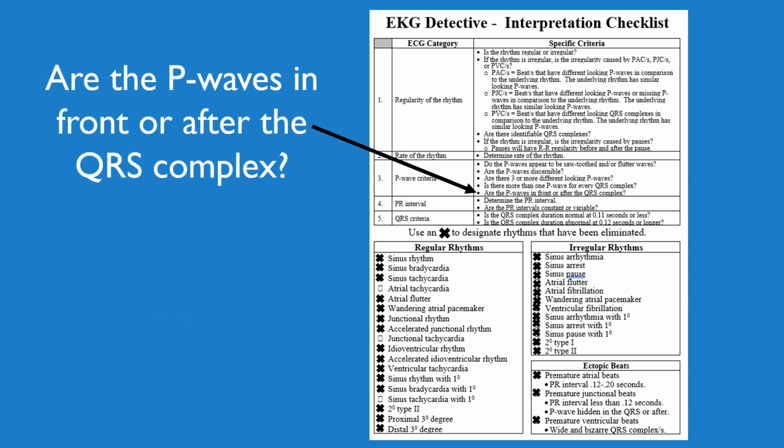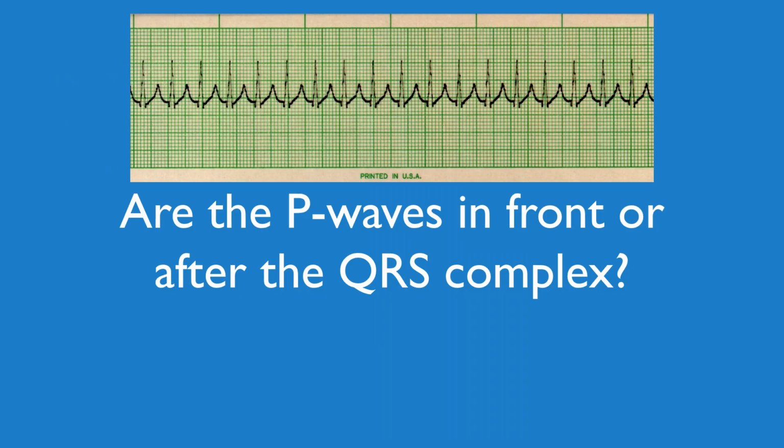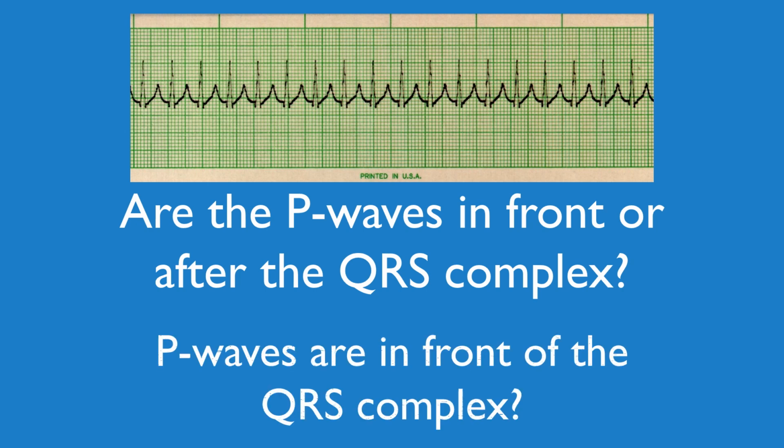The last P wave question that's going to be asked is if the P wave is in front of or after the QRS complex. So looking at our example of atrial flutter, we have P waves. They are hidden in or combined with the T wave, but they are actually in front of the QRS complex, because if they were after the QRS complex, they'd be immediately after the QRS complex. And these P waves that are hidden, combined in the T wave, are actually before the QRS complex. So with this, our P waves are in front of the QRS complex.